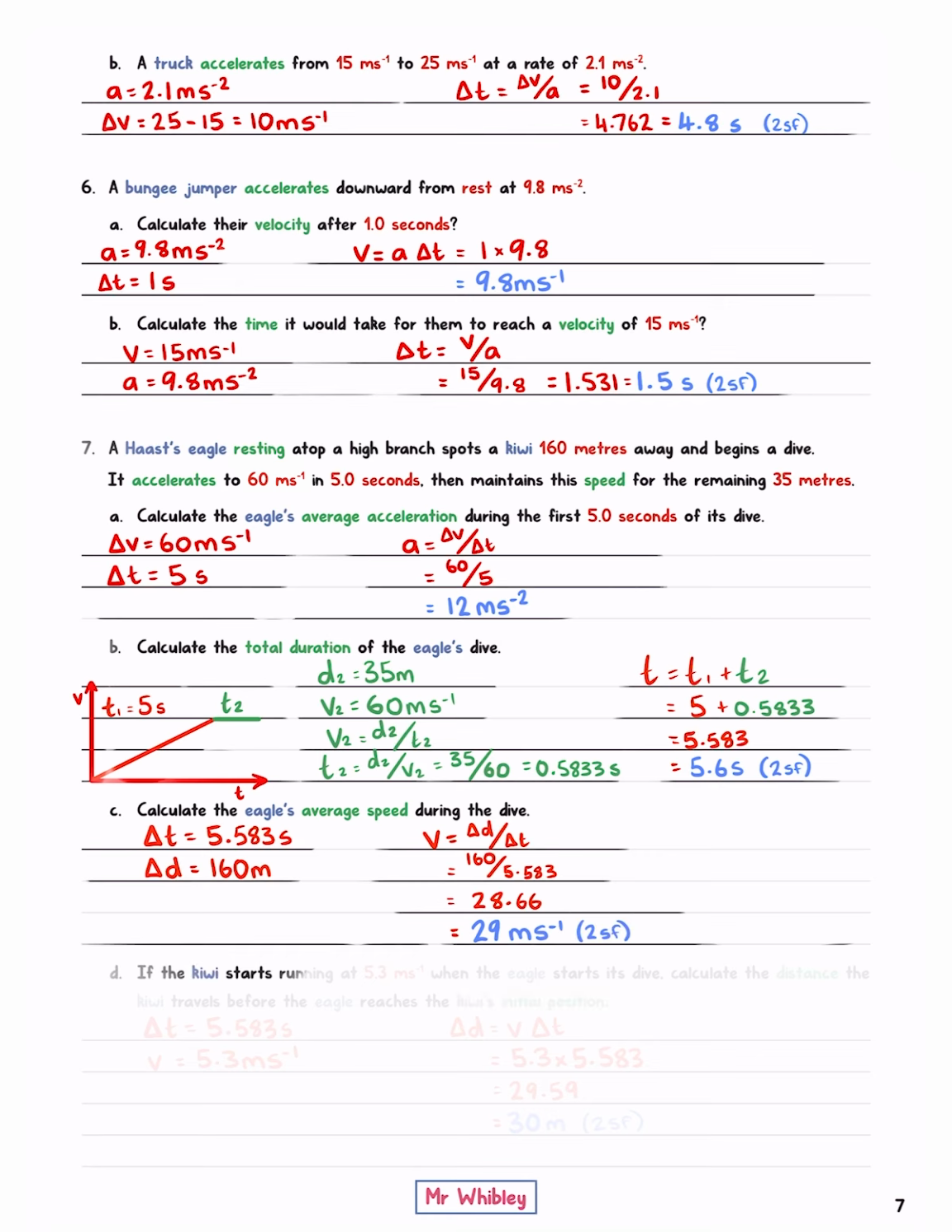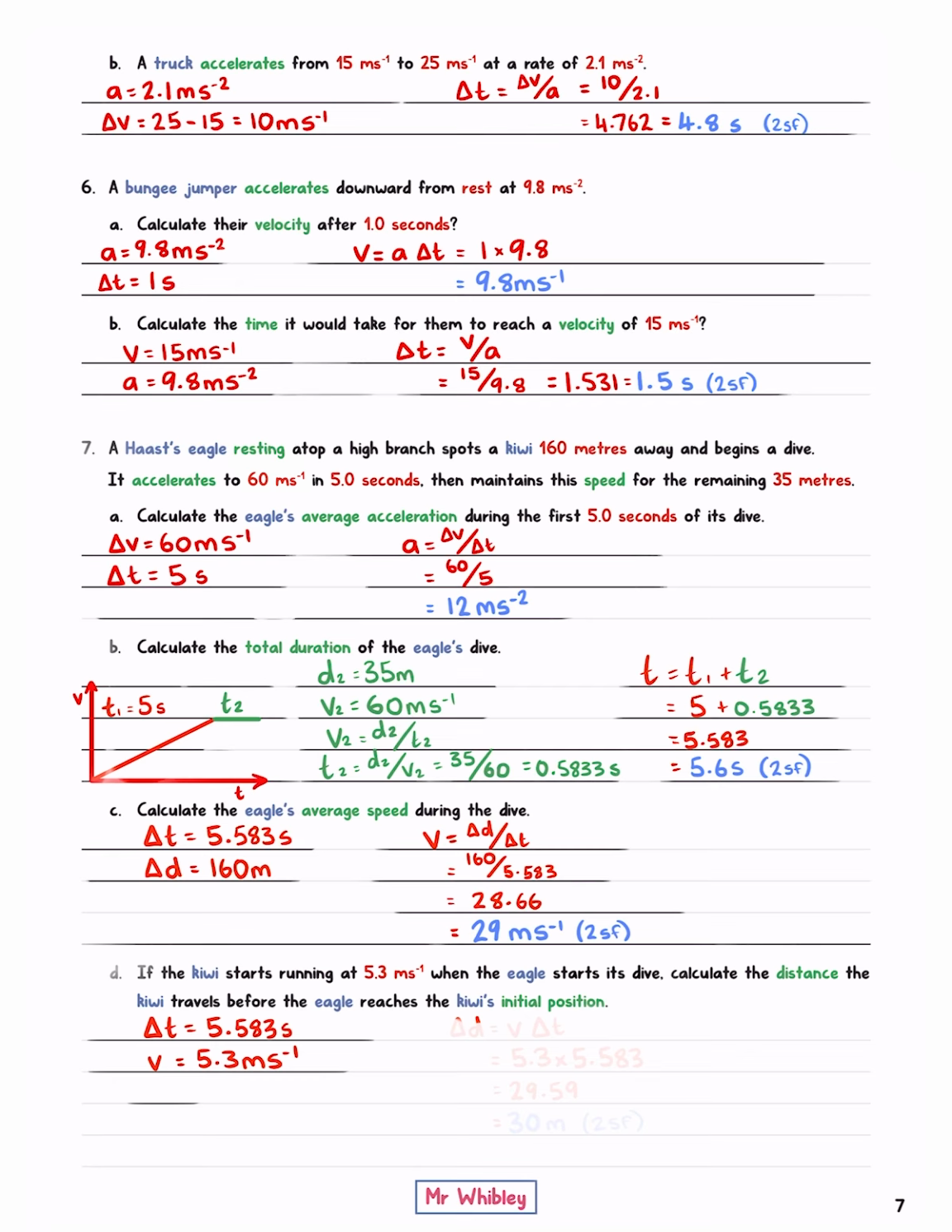If the kiwi starts running at 5.3 meters per second when the eagle starts its dive, calculate the distance the kiwi travels before the eagle reaches the kiwi's initial position. We know that it takes this amount of time for the eagle to reach the kiwi's initial position, and we know the kiwi's velocity. The distance it travels in this time can be found with this equation here. Putting in the numbers gives us 29.59, or 30 meters to two significant figures.